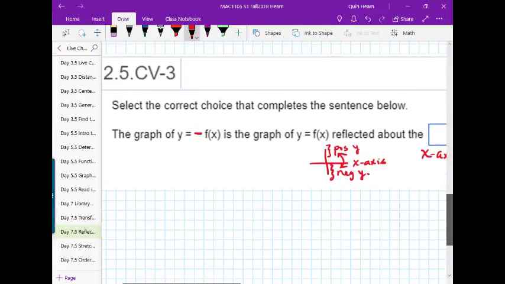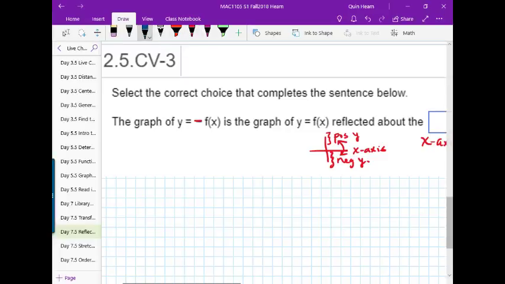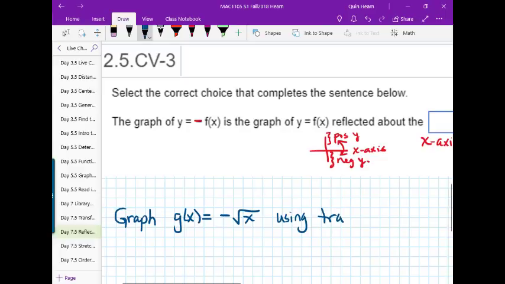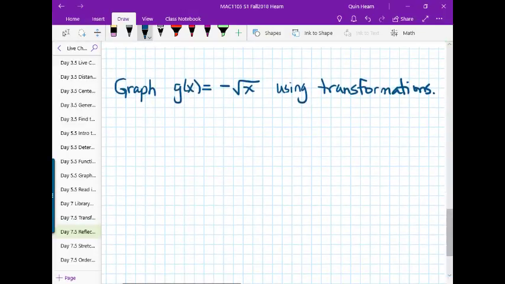All right, so now let's look at some specific functions from our library of functions and see what happens when we negate them. So for example, what if I asked you to graph g of x equals -square root of x using transformations? Okay, so when I say use transformations, what I want you to do is to use the reflection here of the parent function square root of x.